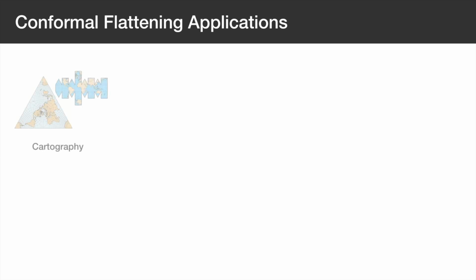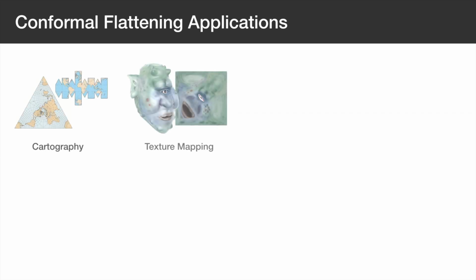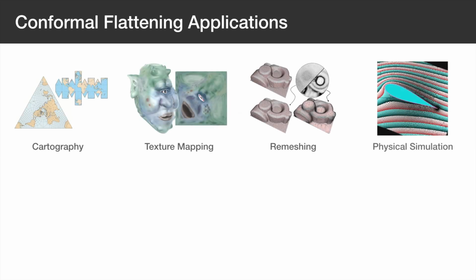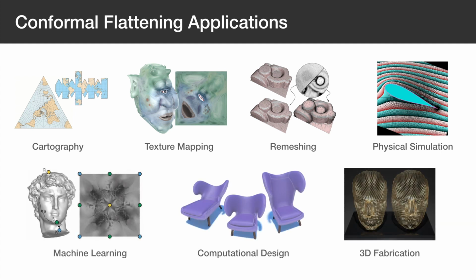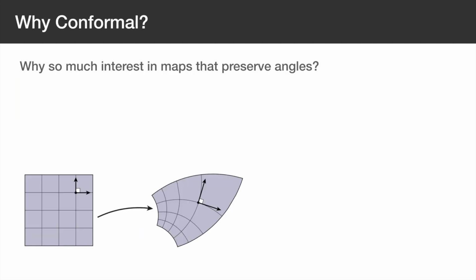In the past decade or so, conformal flattening has really grown beyond its initial applications in texture mapping to now providing new perspectives on a range of topics from machine learning to 3D fabrication. In fact, several papers presented at this year's SIGGRAPH use algorithms for conformal flattening as a basic building block. So, why such an interest in maps that preserve angles?